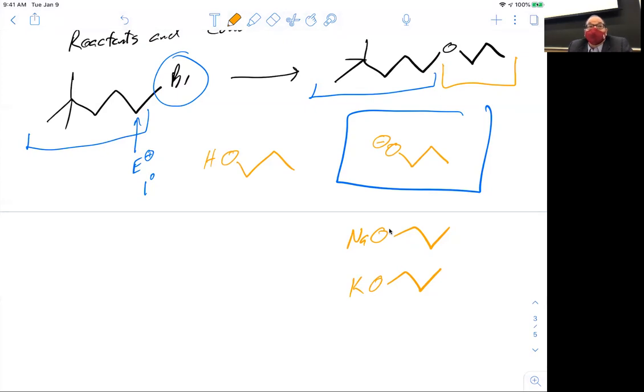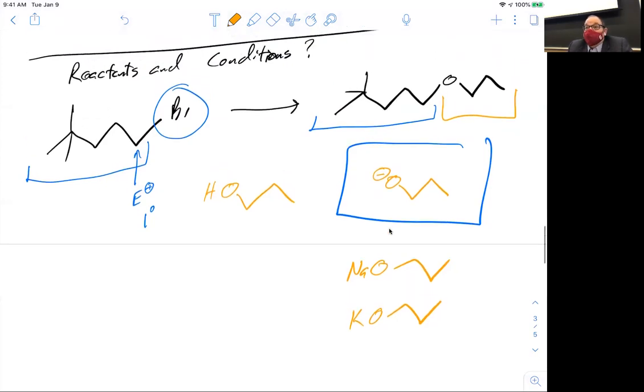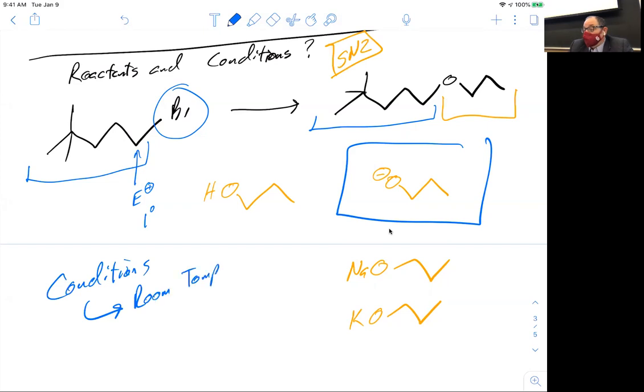Do we need a lot of heat? No, this could probably be done at room temperature, right? What about solvent? Do we want a protic solvent or an aprotic solvent? Okay, so for our conditions, room temperature is good, lower temperatures. No reason to heat this up. And our solvent, we want an aprotic polar solvent.